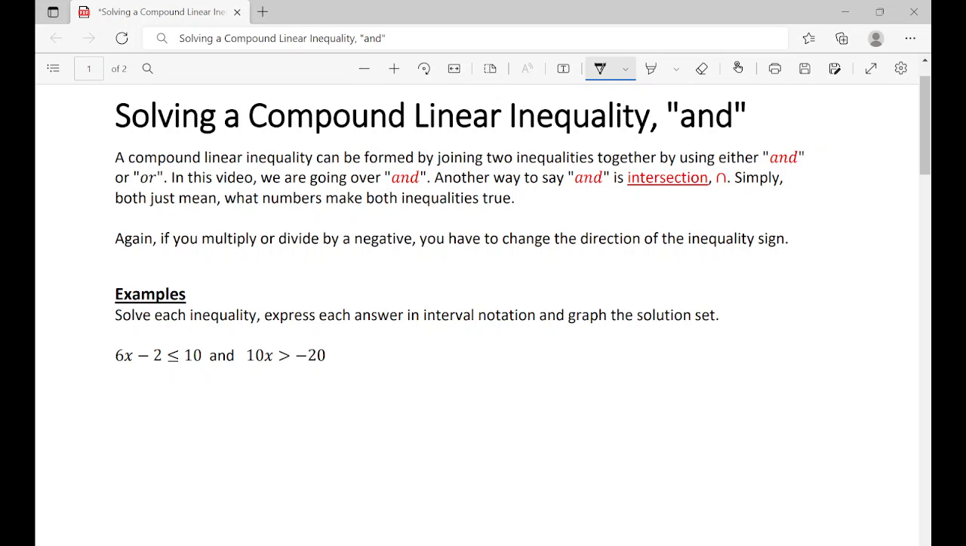A compound linear inequality can be formed by joining two inequalities together by using either "and" or "or". In this video, we're going to go over "and". Another way to say "and" is intersection, that is often used with this symbol here representing intersection. It's like an upside down U. Simply, both just mean what numbers make both inequalities true.